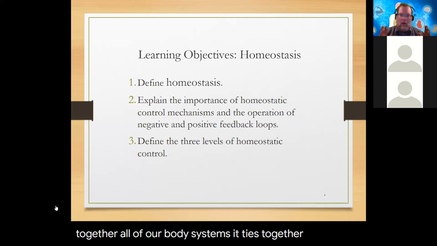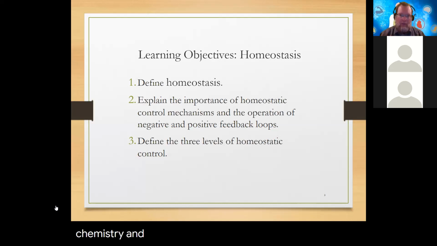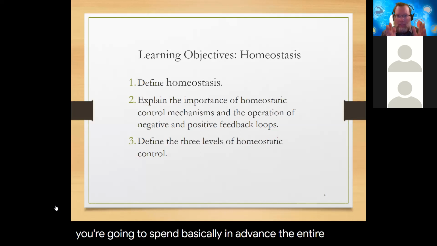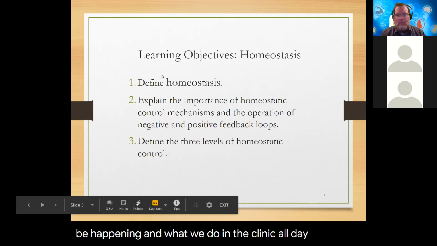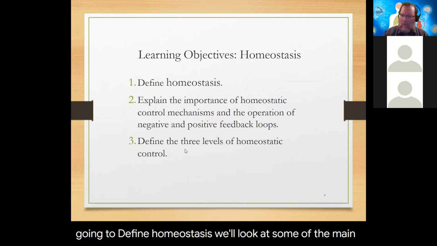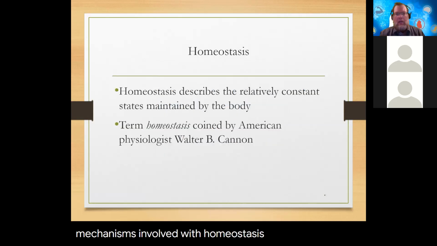It ties together all of this chemistry and cellular level stuff that we're going to talk about a little bit for the next few weeks. Next semester, you're going to spend basically in advance the entire 14, 15 weeks talking about homeostasis and analyzing chemicals and cellular levels and why homeostasis isn't maybe happening and how do we get it to happen? It's kind of what we do in the clinic all day. So we're going to define homeostasis. We'll look at some of the main mechanisms involved with homeostasis.